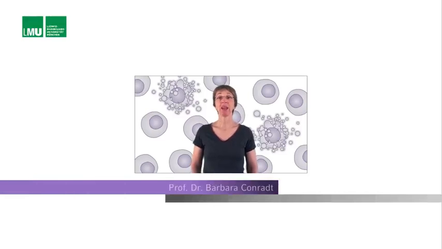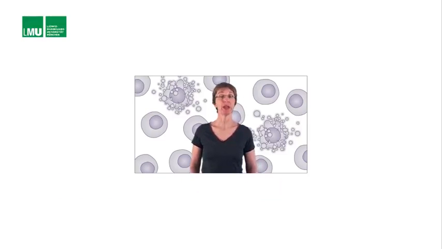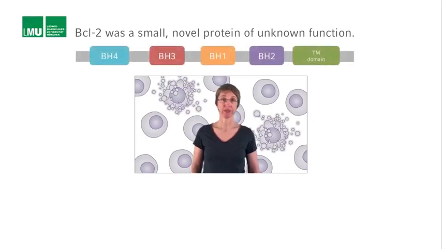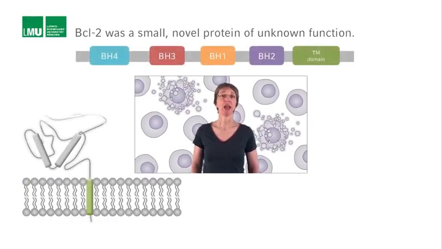Protein has anti-apoptotic function. However, as I mentioned earlier, at the time BCL2 was discovered, its protein sequence did not reveal any enzymatic activity and did not provide any mechanistic insight. It was a small, novel protein of unknown function. It did, however, have a hydrophobic tail, which means that it potentially could associate with lipid bilayers through this tail.